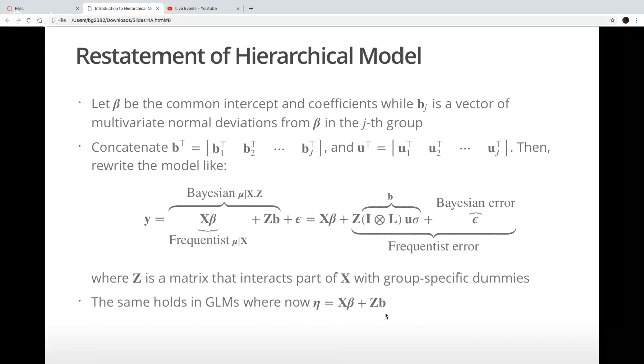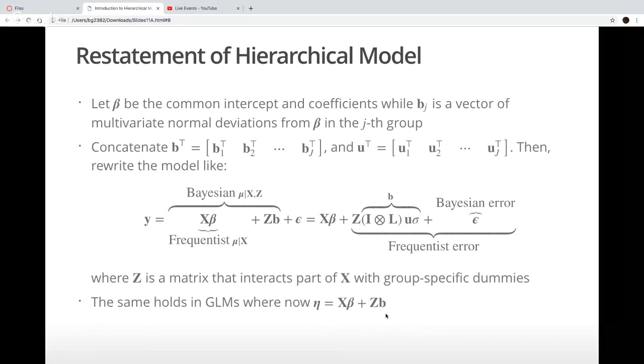So Z is a matrix that has the same number of rows as it has observations. It tends to have a lot of columns because it represents the interaction between X, or at least some columns of X, and the group level indicators. In the case of police shootings, Z might have 3,000 times 6 columns, something like that, one for each way that the county could deviate from the national norm on these intercepts.